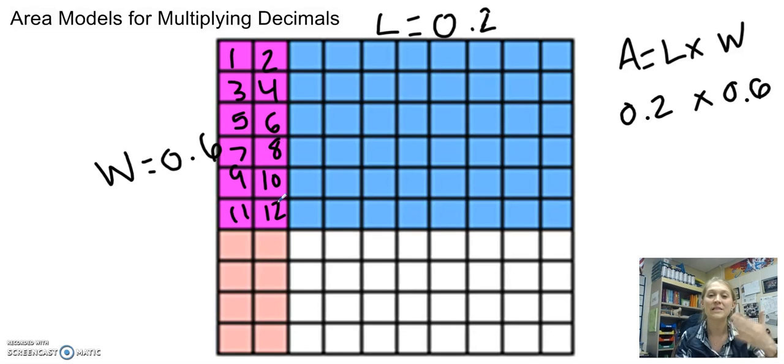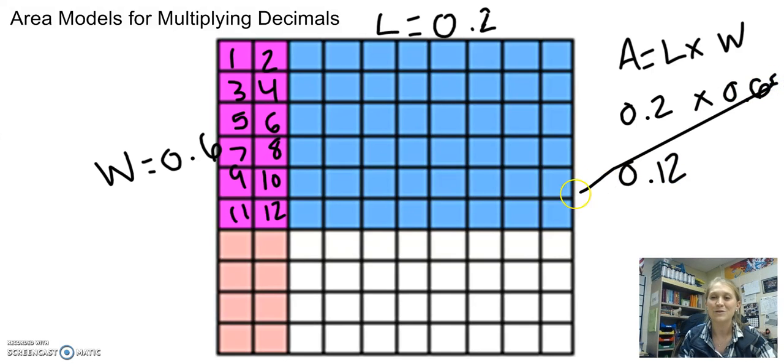If we remember from what we just said, each cube represents 1/100th. So 12 cubes would represent 12 hundredths. So 2/10 times 6/10 equals 12 hundredths. So that's how you read area models when we're looking at a decimal times a decimal. Not too bad, right?